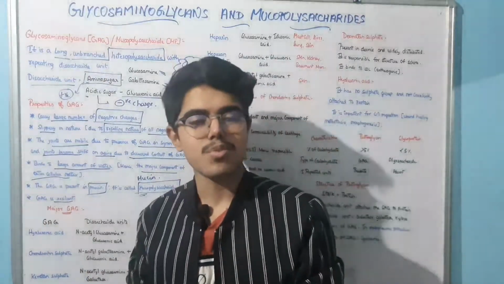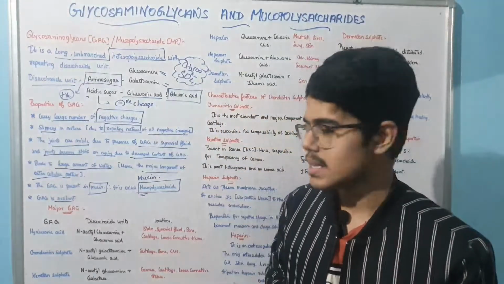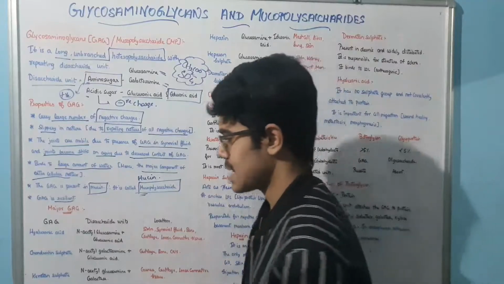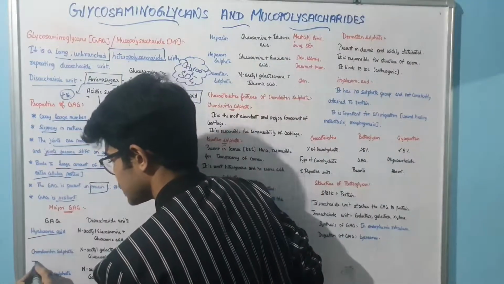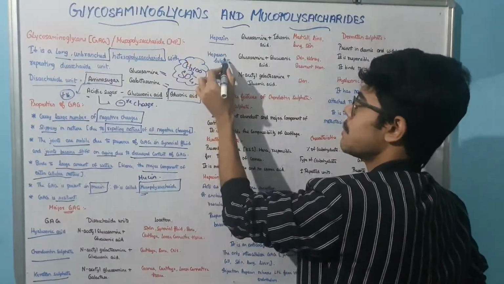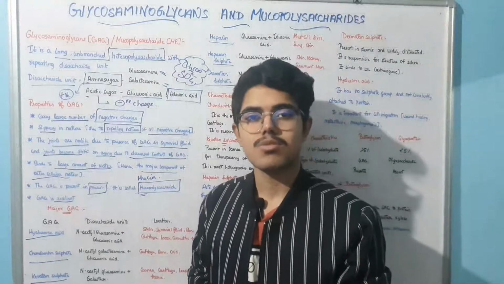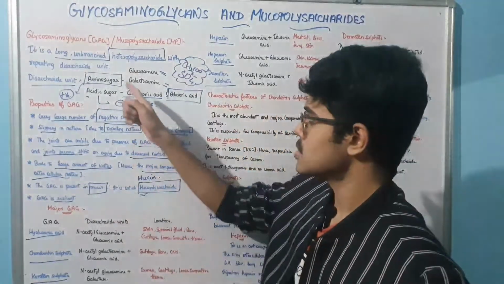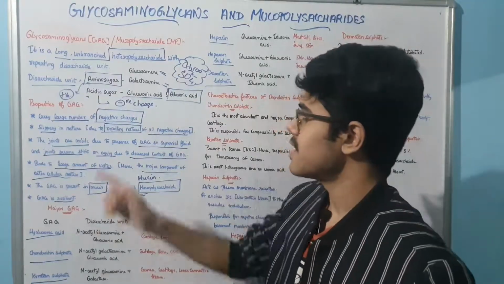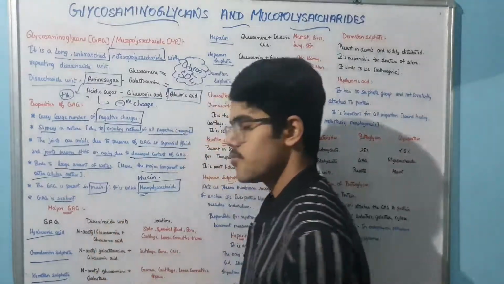Now it is time to know about the major glycosaminoglycans. First important thing, we will learn the names first. We have hyaluronic acid, chondroitin sulfate, keratan sulfate, then heparan sulfate, and then dermatan sulfate. Now let us learn about the disaccharide units. We have learned what is there: amino sugar and then acidic sugar, and we have seen the units.